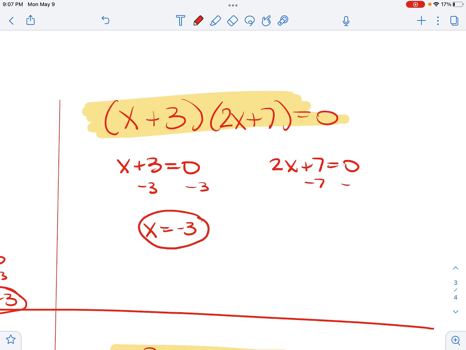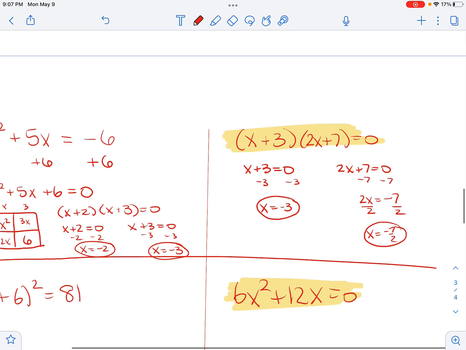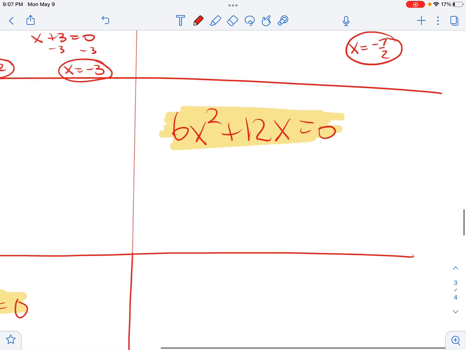And then subtract 7, and then divide both sides by 2. Ta-da. I keep going. All right, here's another one.